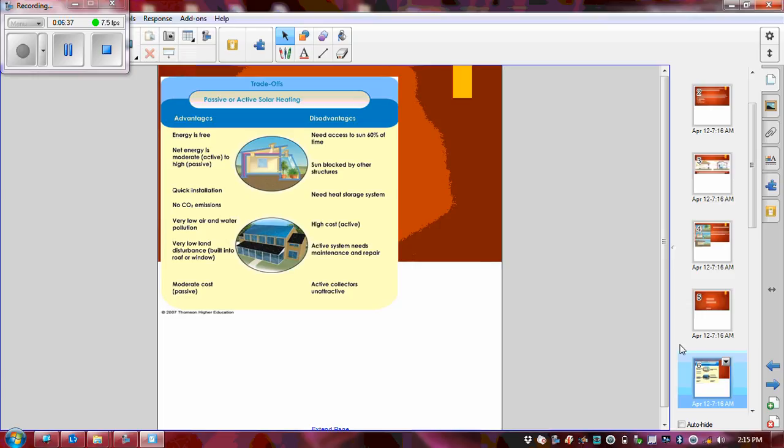There's less land disturbance because it's actually your roof or your window that's in there. So when we talk about huge solar farms, that's a different issue. Right now, we're just looking at using solar on your home. And the passive, once again, isn't very costly. Now, the active is a little bit more costly.